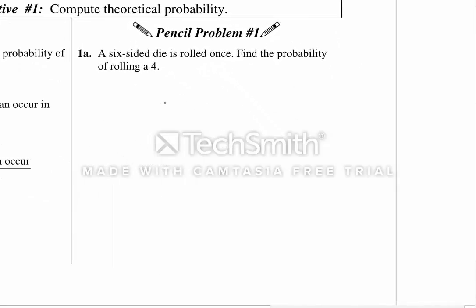In 7.4, make sure that you read the section. It's got some definitions that you'll want to be familiar with dealing with probability. But let's look at number 1A.